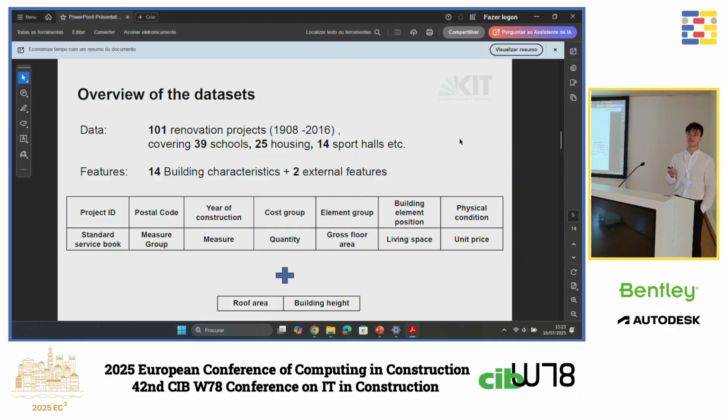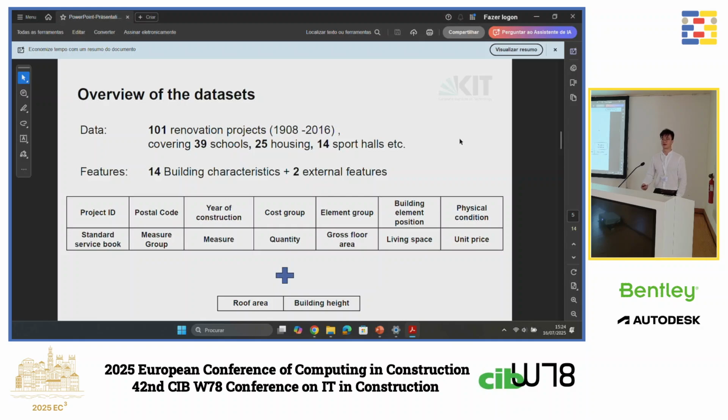So for the features, we found 14 features in the current data set, including the address, the construction year, the cost group, and the element group. The cost group and element group are classified based on DIN 276, a German norm. We also use the renovation measures and the measure groups as features. We also realized there is some information missing. There was not even the roof area or the building height. That was amazing for us.